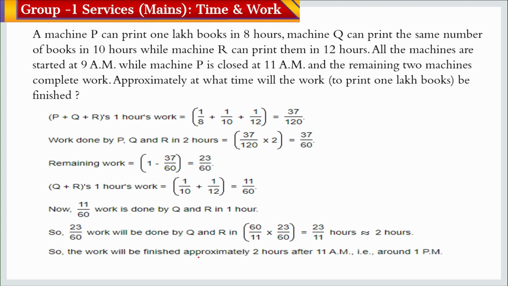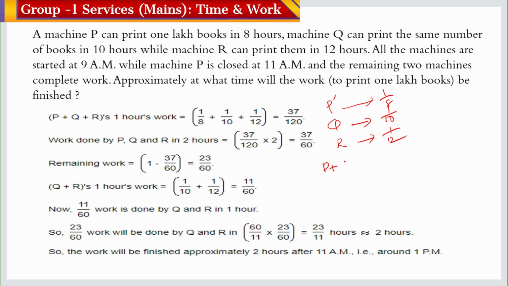A machine P can print 1 lakh books in 8 hours. Means in 8 hours, the 1 lakh books were printed by P. Q can print the same number of books in 10 hours. R can print them in 12 hours. So, P's work in 1 hour is 1 by 8. Q's work in 1 hour is 1 by 10. R's work is 1 by 12.